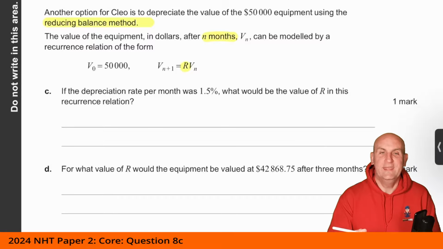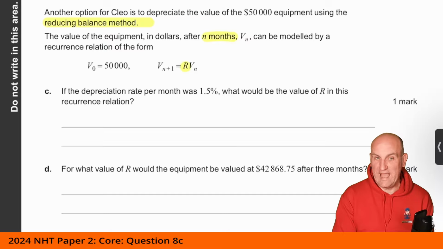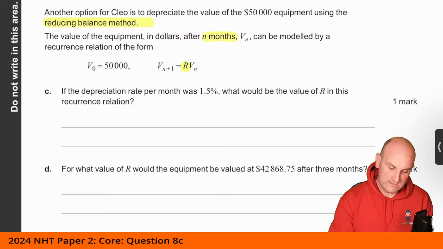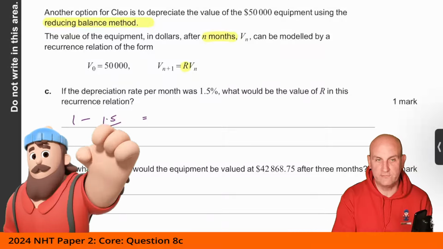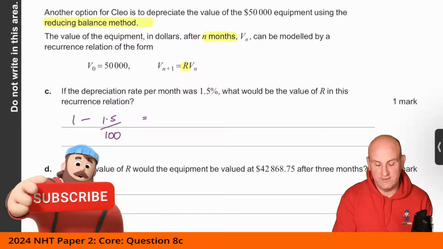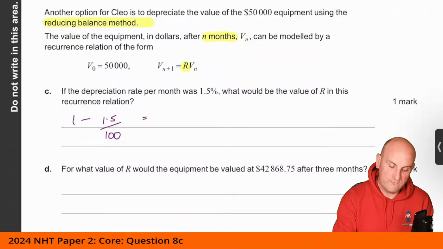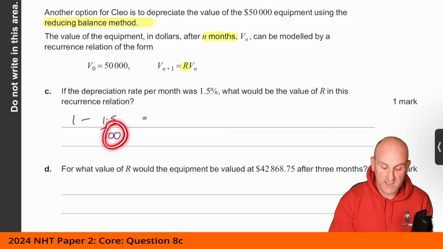Now, again, it's given per month. Normally we give it per annum, but it didn't. So what I'm going to do is 1.5 divided by 100, and then do 1 minus that. Why? Because if it's depreciating, it's 1 minus that interest rate divided by 100, because 1.5 is a percentage. We divide by 100 to get it into a decimal, and then we do 1 minus that.